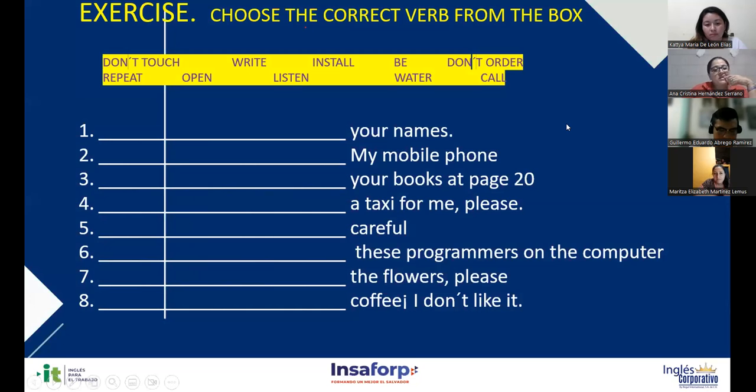Here you have an exercise. What you are going to do is just write the verb. It sometimes can be negative, right? In this exercise, I include some negatives, but do the same. Locate the correct one, according to what you consider it is. Then while you are doing this, I'm going to call the attendance.